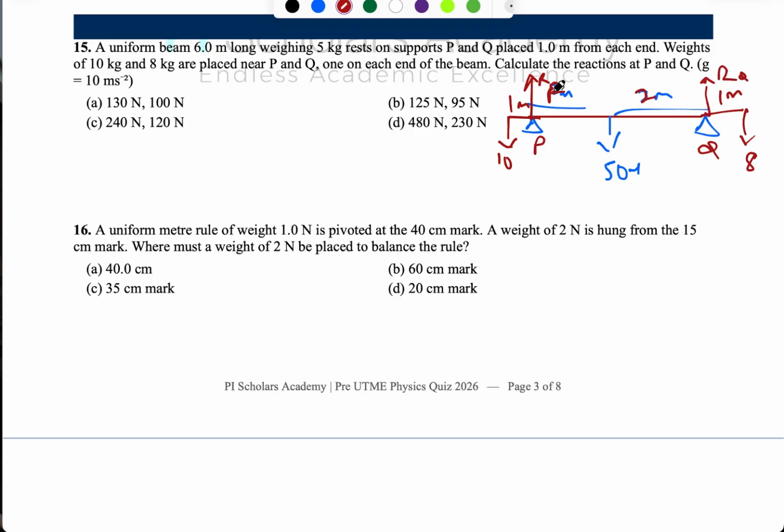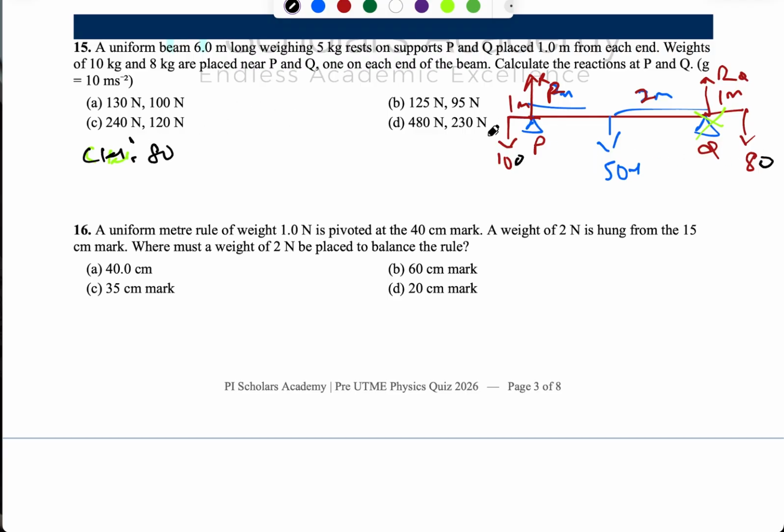Whenever you have questions like this, what you need to do is choose one pivot, forget about the rest, and take the moment about that pivot. So let's start with pivot P. That means we are covering our eyes, assuming that pivot Q is not there. So we take our moments one after the other. Let's get all the clockwise moments together. Now, around P, 50 newtons is going to be a clockwise moment. 8 kg is also going to be, oh, I didn't convert them. So let me quickly convert them. So 50 and 80 newtons are going to be clockwise.